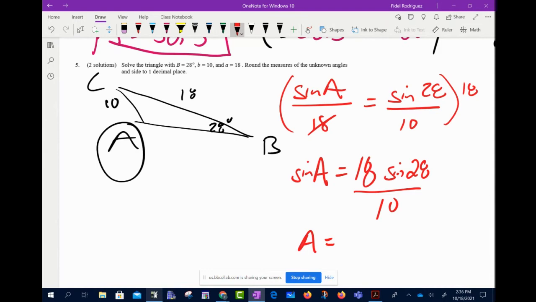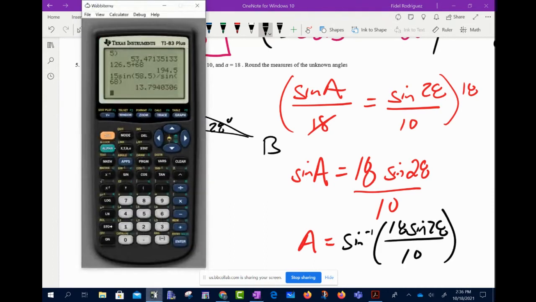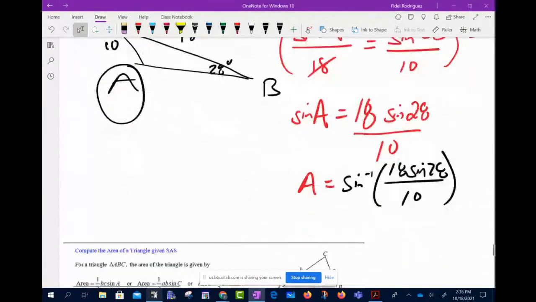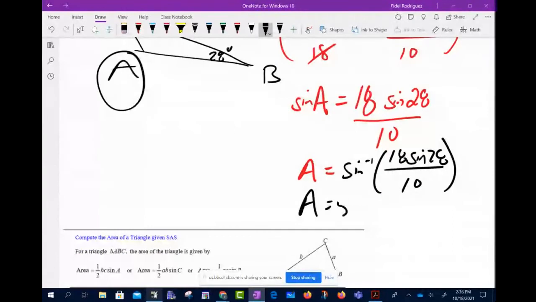And let me go ahead and do my sine inverse here of 18 sine of 28 over 10. Okay, so I'm going to do this on my calculator again. Second sine inverse, 18 times the sine of 28 degrees divided by 10. And I'm going to hit enter. And I'm coming up with angle A being 57.7 degrees. Okay, so angle A here is 57.7 degrees.